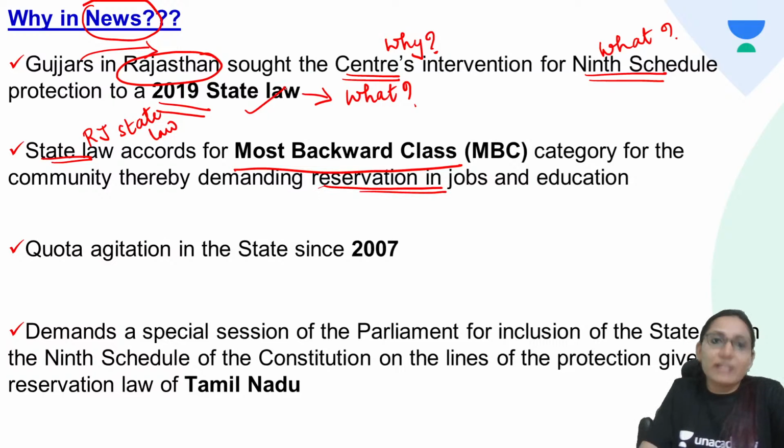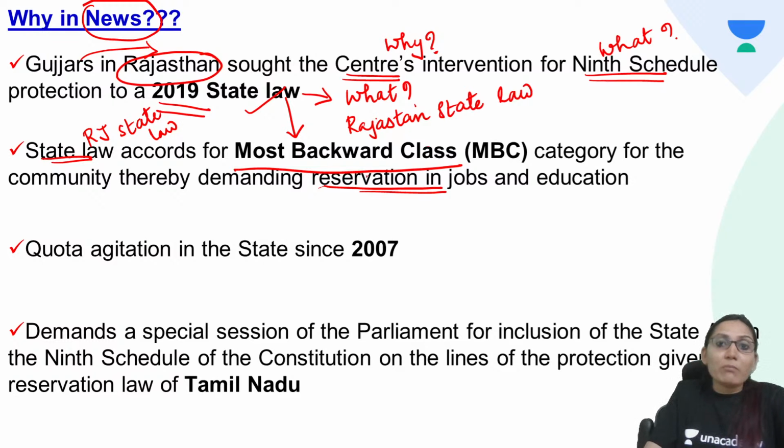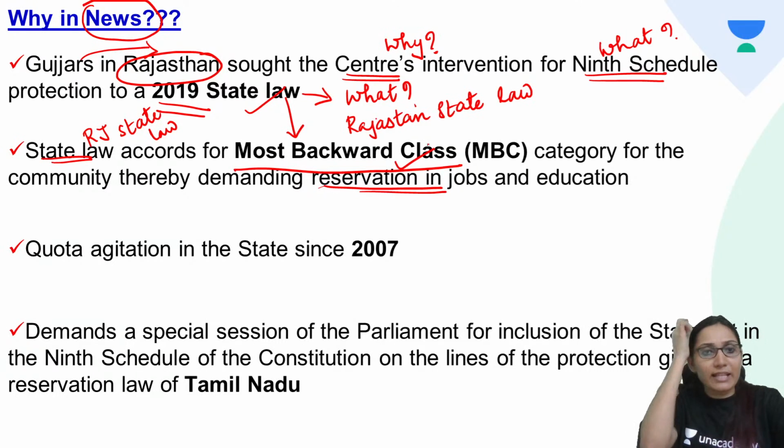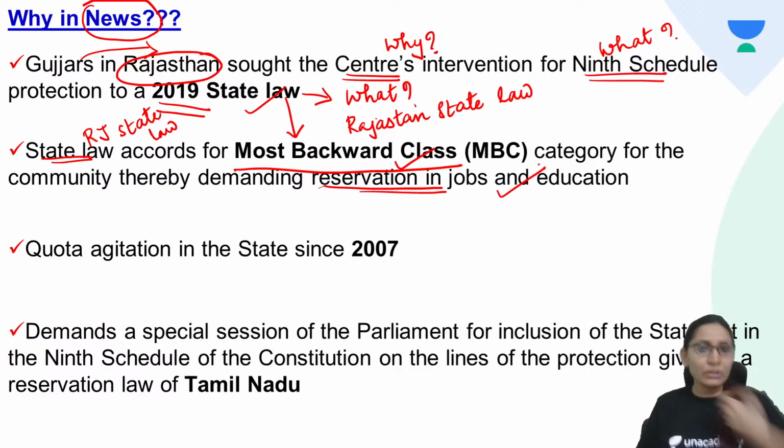Now this is the state law. So what is a state law? According to Rajasthan state law, Gujjars are considered to be most backward class. And as they come under the most backward class category, they are demanding reservations in jobs and education. So this is the issue, and we'll come to the issue in detail.